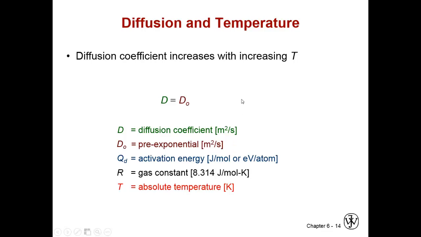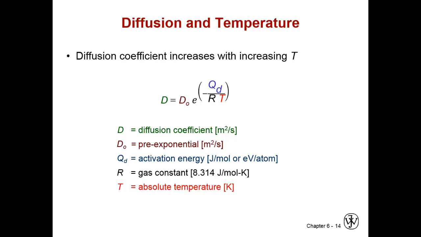Now here's our diffusion coefficient, D. It is equal to D naught, a pre-exponential. This is referred to as the pre-exponential, and this is dependent on the materials involved. But then we take that pre-exponential and multiply it by e raised to the power of negative Q_d over RT. Well, Q_d is the activation energy that's also highly dependent on the materials involved.